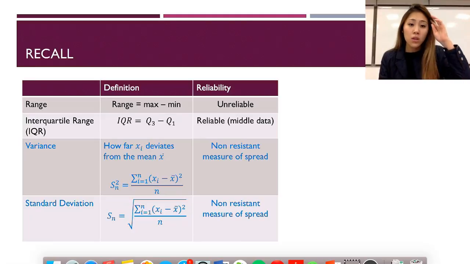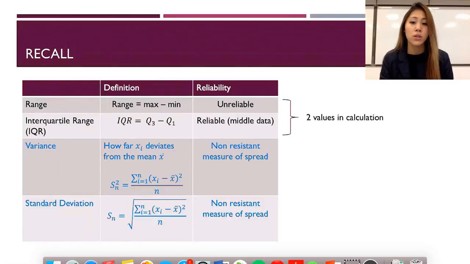That's mass. In terms of reliability, because variance and standard deviation take into account all the values, all the terms in your data set, they are non-resistant measures of spread. So any term can affect the standard deviation and also the variance. Whereas with range and interquartile range, there are only two values in the calculation. That's why, to measure spread, it's usually preferable to use variance and standard deviation rather than range and interquartile range.